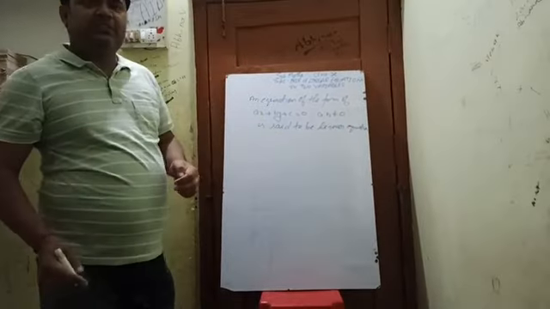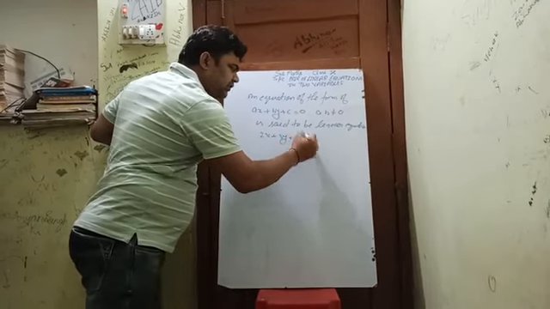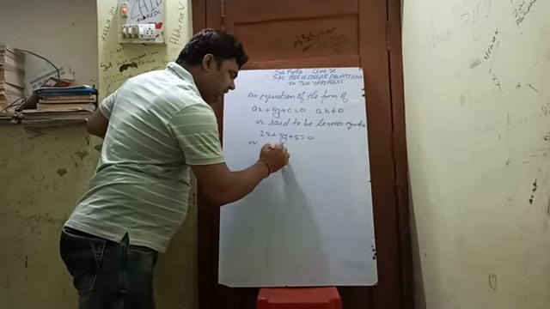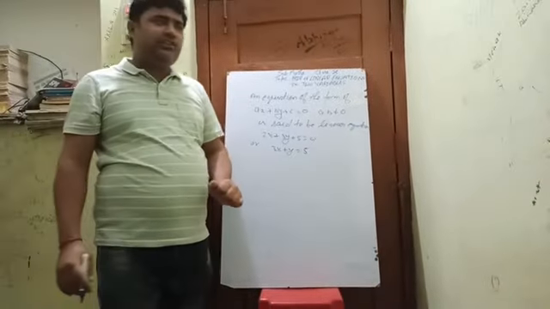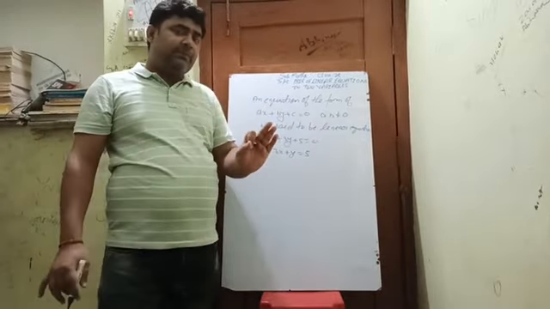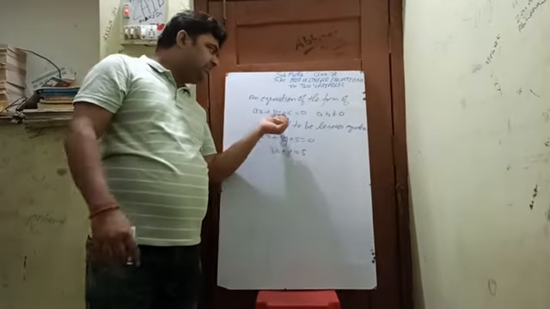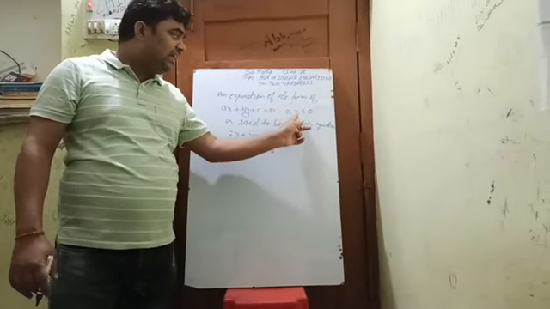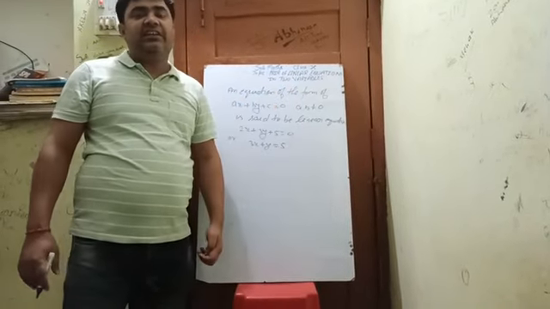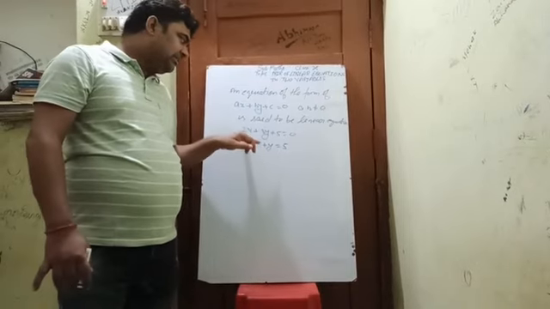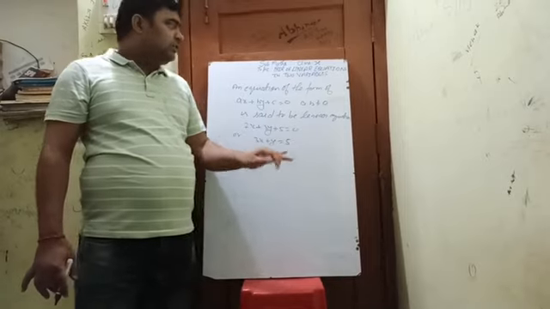In previous classes you have seen many examples such as 2x plus 3y plus 5 is equal to 0, or 3x plus y is equal to 5. Many more examples you have seen. Here, once again I am repeating about the linear equation: an equation of the form ax plus by plus c is equal to 0, where a, b are not equal to 0 and a, b, c are real numbers. You can see some examples: 2x plus 3y plus 5 is equal to 0, 3x plus y is equal to 5. So this is the form.